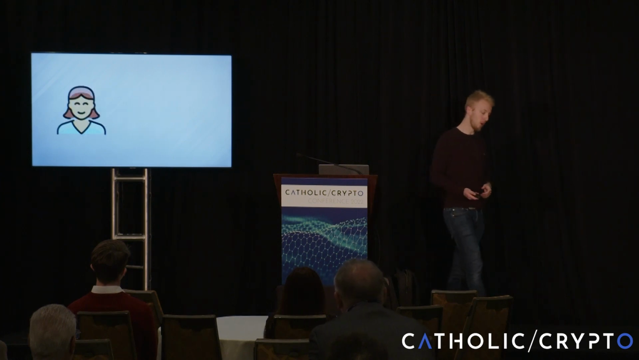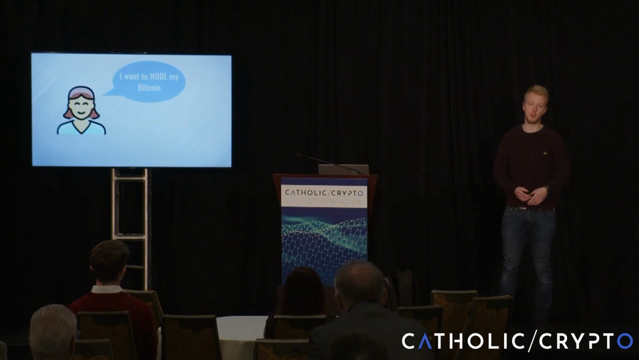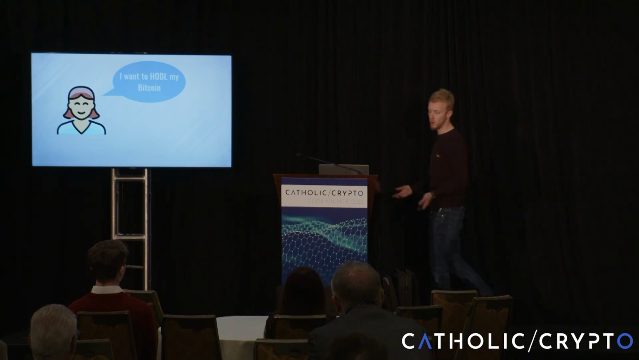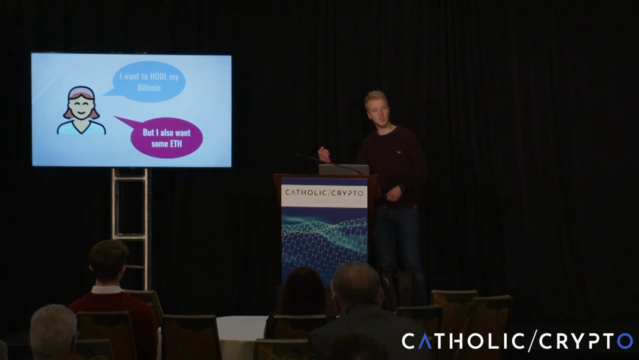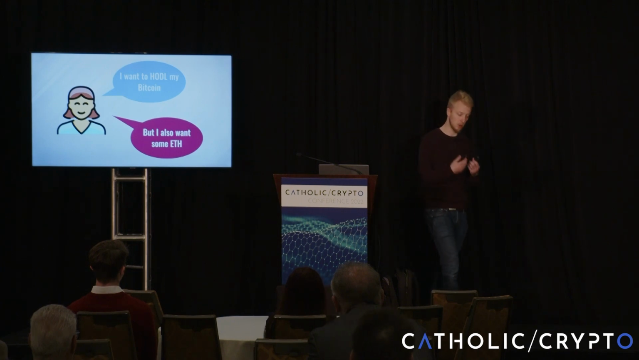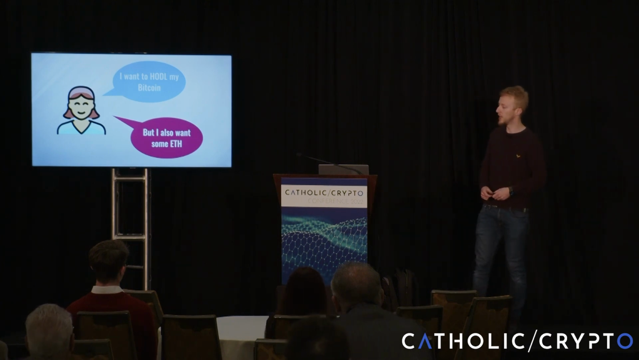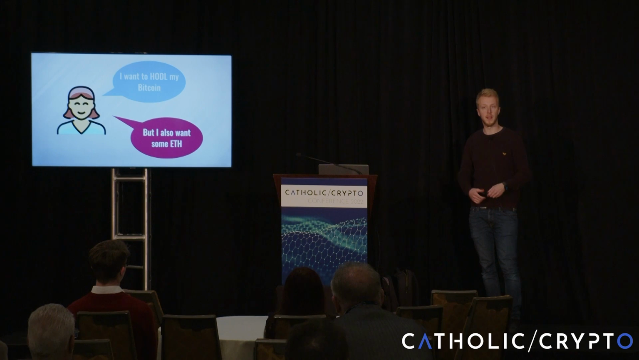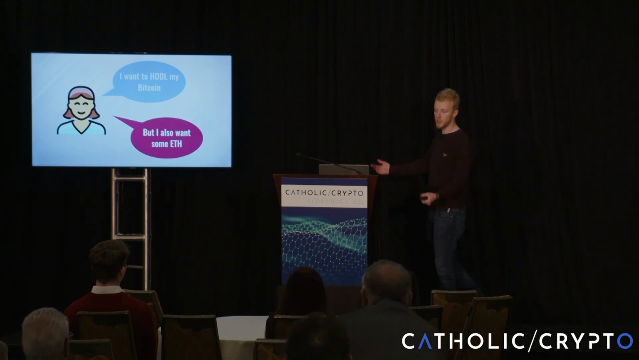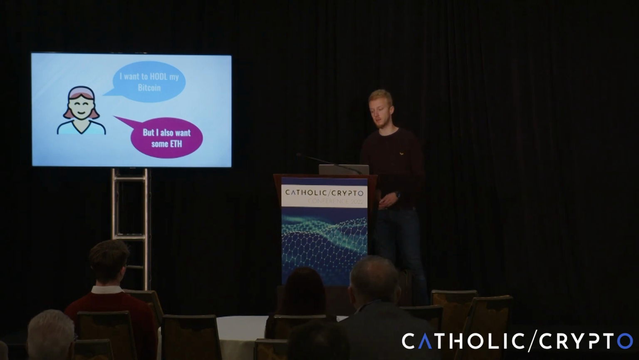Well, you might already have a lot of Bitcoin, for example, that you don't want to sell, but at the same time, you also want to buy maybe some Ether. Well, you can do that with a platform like this. You send your Bitcoin to the smart contract, it will lock it up as collateral, and it will give you some Ether in return. And then over time, you pay off your loan, and you will have both your Bitcoin and your Ether.